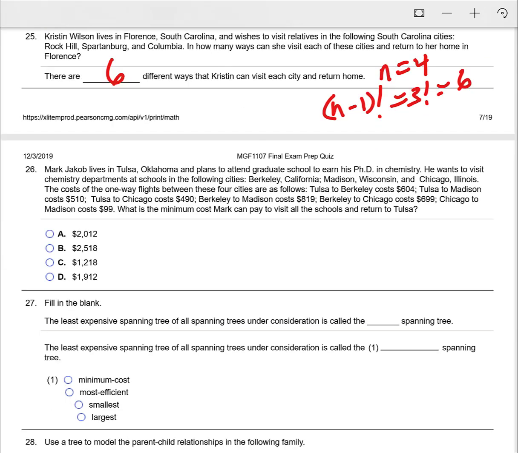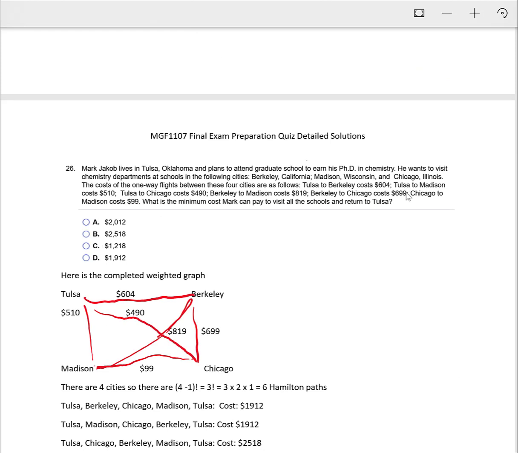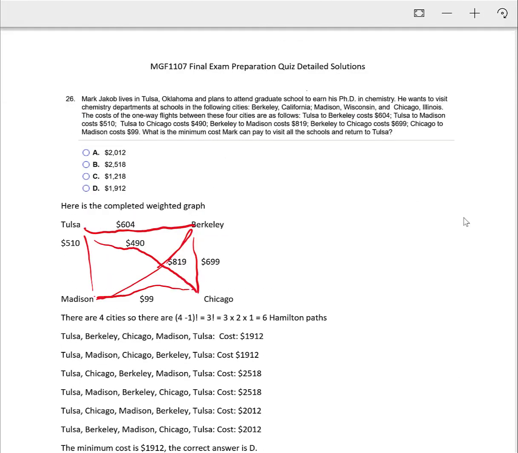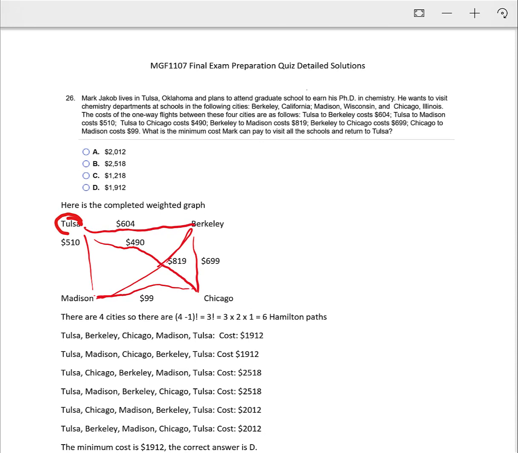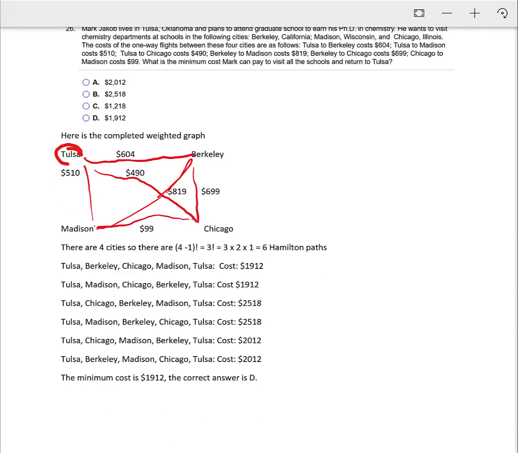Okay, the next one I have a detailed solution for, and I actually created a pretty crude little graph here. Mark lives in Tulsa, and he plans to attend graduate school in chemistry, and he wants to visit 3 different schools: Berkeley, California, Madison, and Chicago. And then he gives the cost of the flights. So I went ahead and created the graph down below. Remember, he's going to start in Tulsa because that's where he lives, and there are 4 cities. So just like on the last problem with Kristen, there are going to be 6 different Hamilton circuits, not paths. And I went ahead and calculated the cost of each of those.